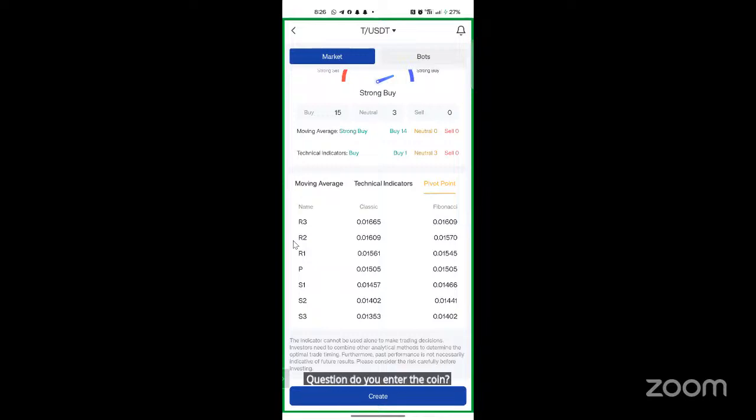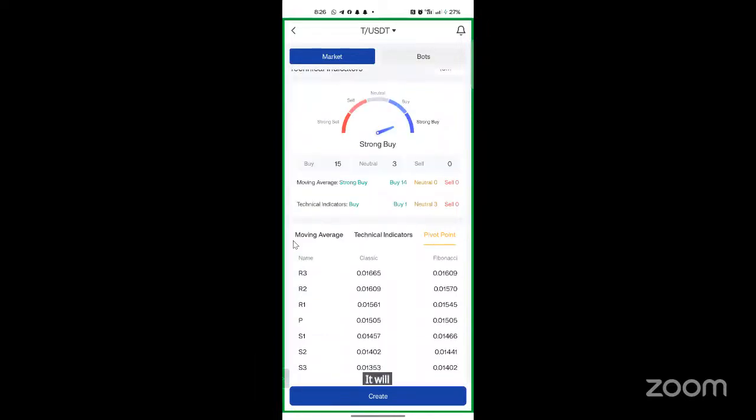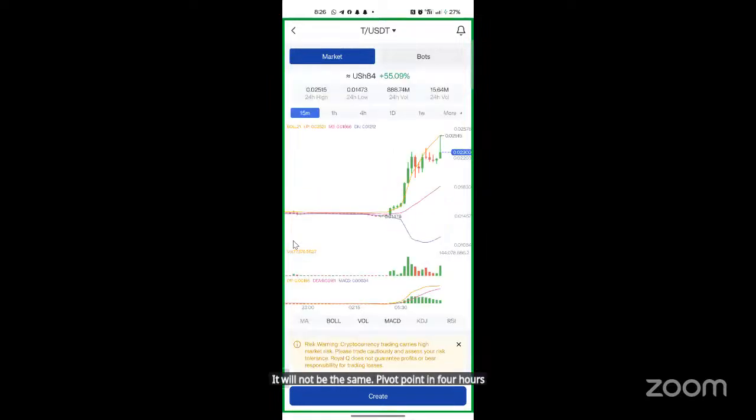But if you want, now the difference will be in time. When you look at pivot points in 15 minutes, it will not be the same pivot point in 4 hours. Does that make sense? Let's change so that you could see.